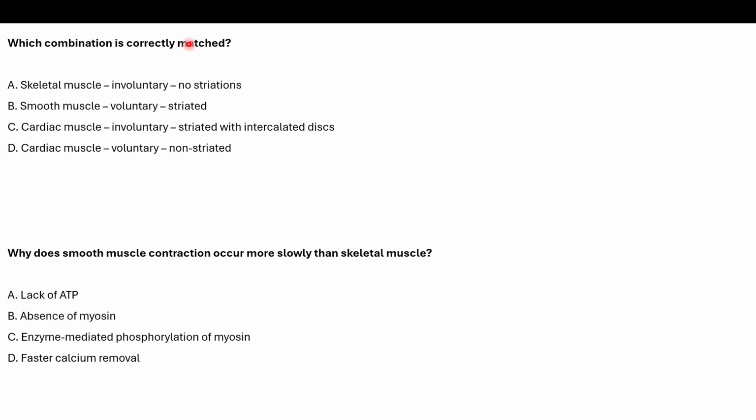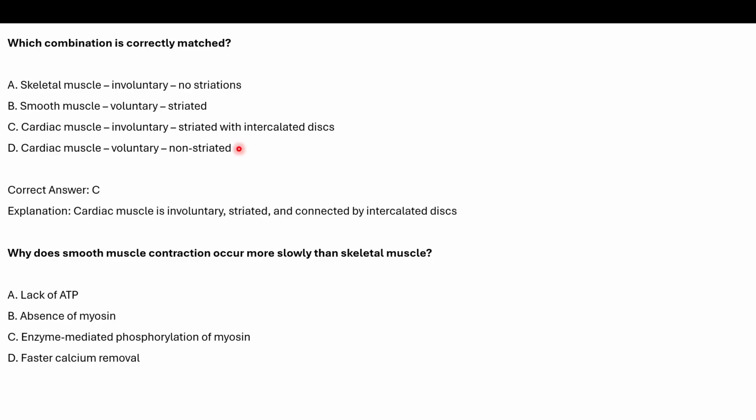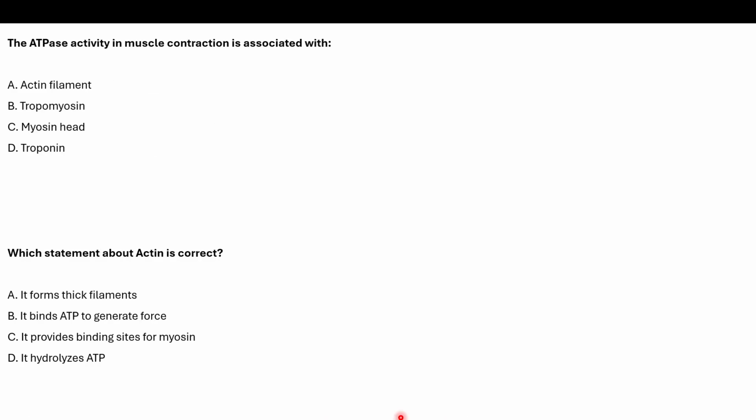Now, which combination is correctly matched? Skeletal muscles are actually voluntary and they do have a lot of stripes. They have striations. Smooth muscles are involuntary actually. Cardiac muscles are involuntary and striated with intercalated discs. Correct answer will be option C. And why does smooth muscle contraction occur more slowly than skeletal muscle? Because smooth muscle contraction depends on myosin light chain phosphorylation, making it slower, but sustained contraction is there in the case of smooth muscles.